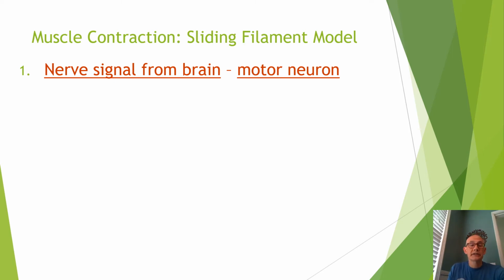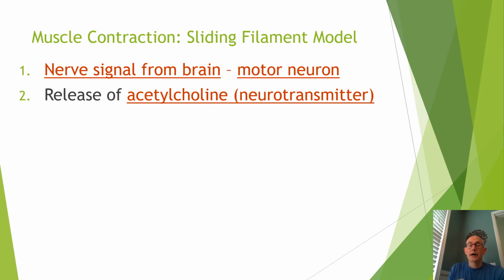The motor neuron gets to the muscle, but between the muscle and the motor neuron, there's a tiny little space called a synapse. And in order for the signal to be communicated from the neuron to the muscle cell, a neurotransmitter is released. And that neurotransmitter is called acetylcholine. So a neurotransmitter is what the nerve cell releases to go across the synapse for the signal to continue. Kind of like passing a baton in a relay race.